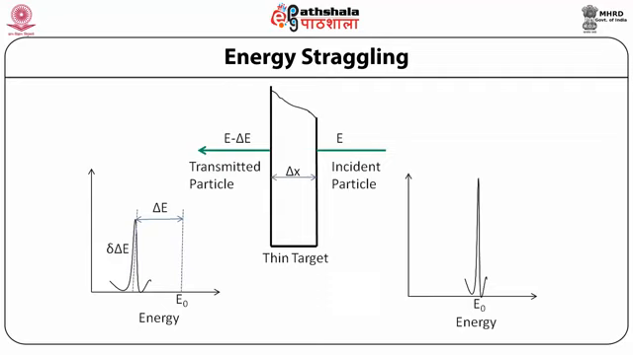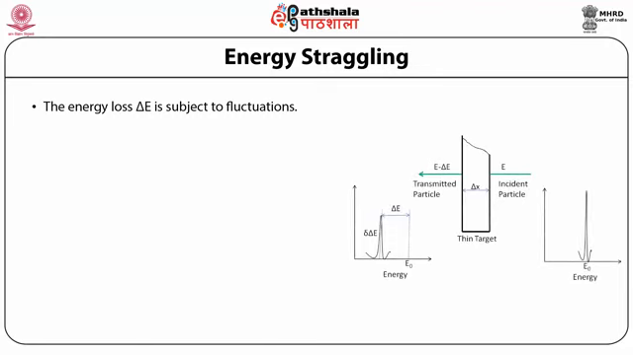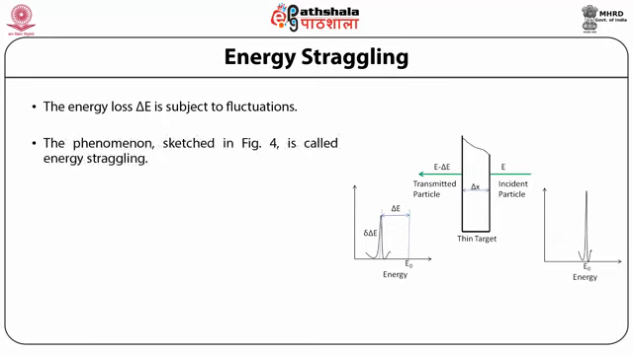In a scattering process, the incident particle that interacts with the target loses energy via many individual encounters, which are subject to statistical fluctuation. Identical particles having the same initial velocity do not have exactly the same energy after passing through a thickness delta x of a homogeneous medium. The energy loss delta E is subject to fluctuations. The phenomenon is sketched in figure 4 and is called energy straggling.